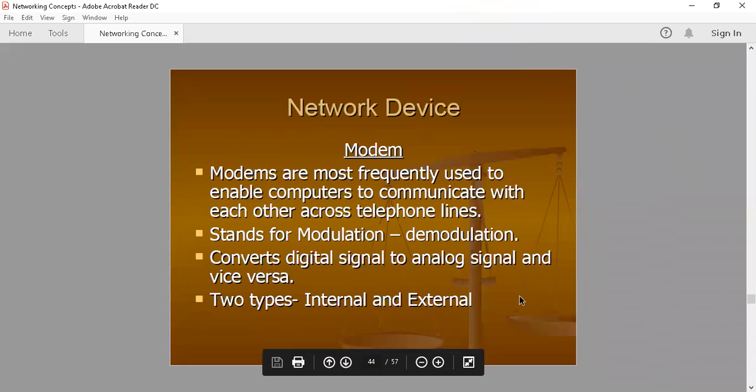Modems were used in older days. Nowadays, no one is using modems. It converts digital signals to analog signals and vice versa to communicate. And with the help of telephone lines, it used to be configured.